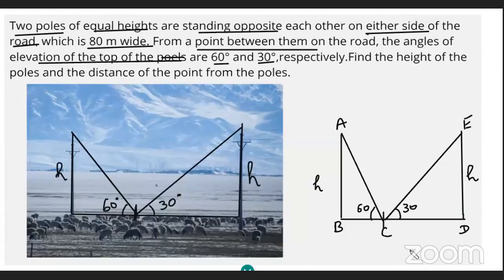This is X, this is Y. What we need to find? Height of the pole, right? And the distance of the poles. I leave it here for today. You solve it. Try to get your X, Y, and H. If not, then tomorrow we'll do it.